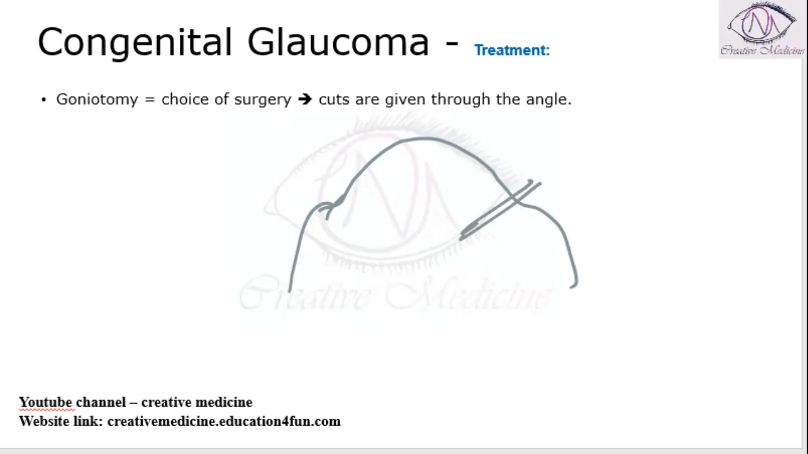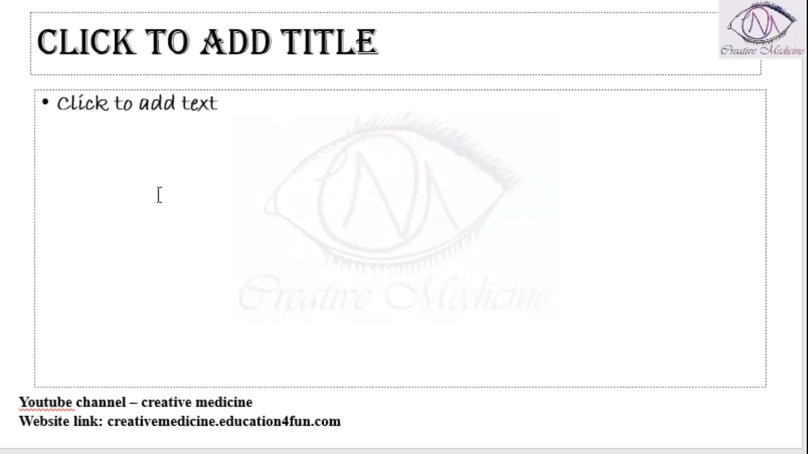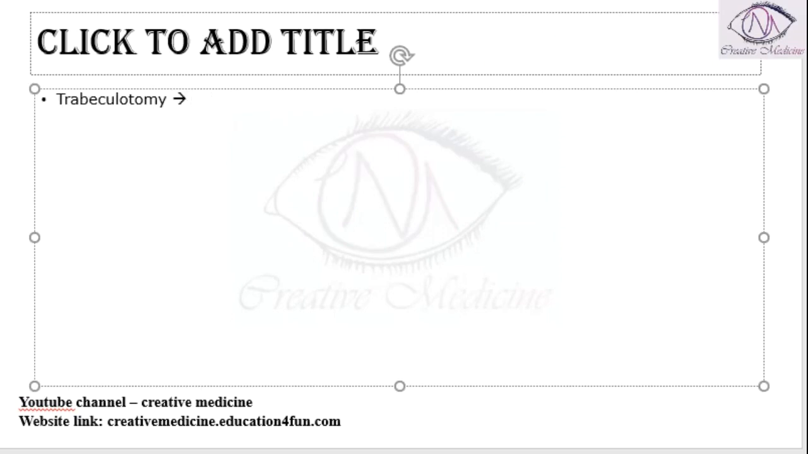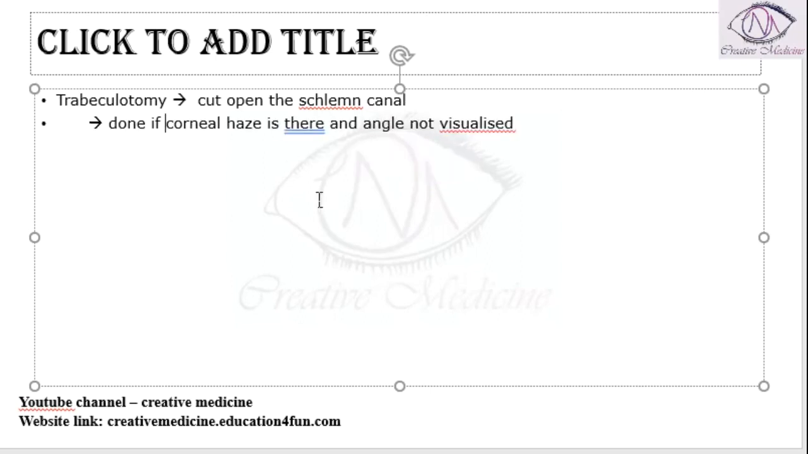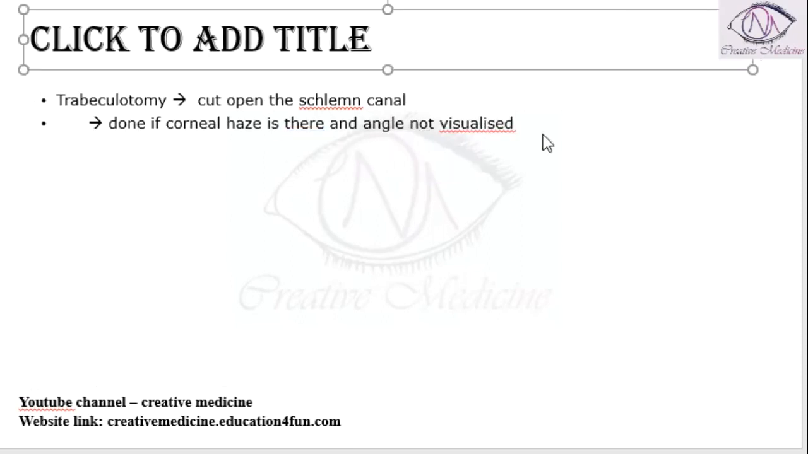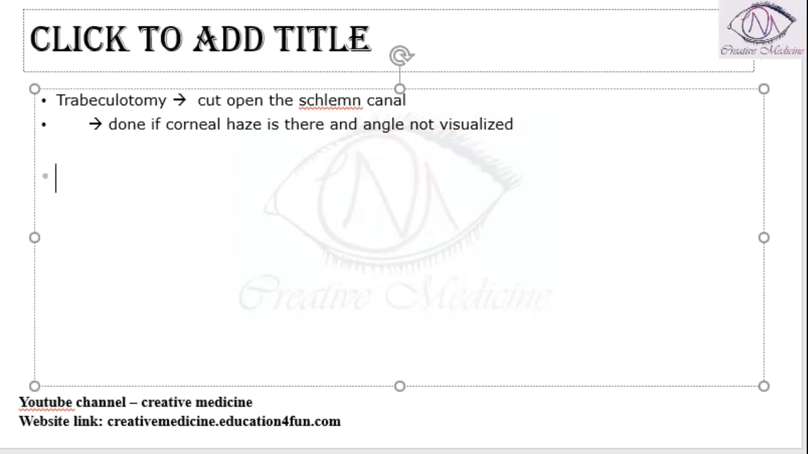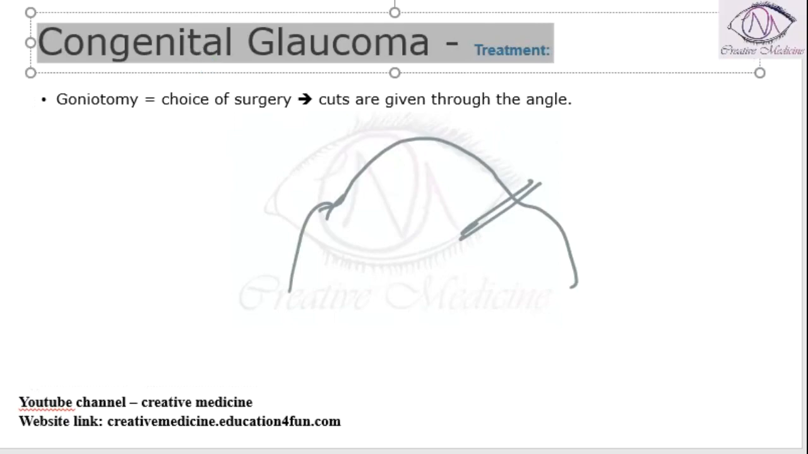Besides goniotomy, the second type is trabeculotomy. In trabeculotomy, we cut open the Schlemm's canal. Here a cut is given at the trabeculae or Schlemm's canal. This is done if the cornea is hazy or if there is difficulty in visualization of the angle. If the angle is not visualized or if the cornea is hazy, then we do this trabeculotomy. Combined trabeculotomy and trabeculectomy can also be done in congenital glaucoma. So these are the treatment options for congenital glaucoma.